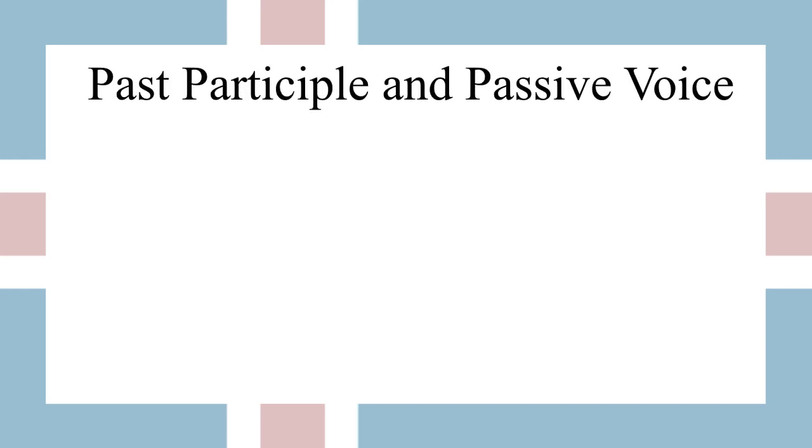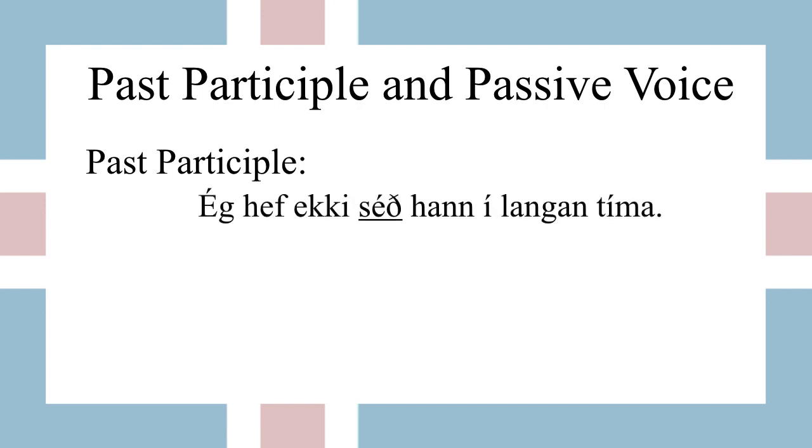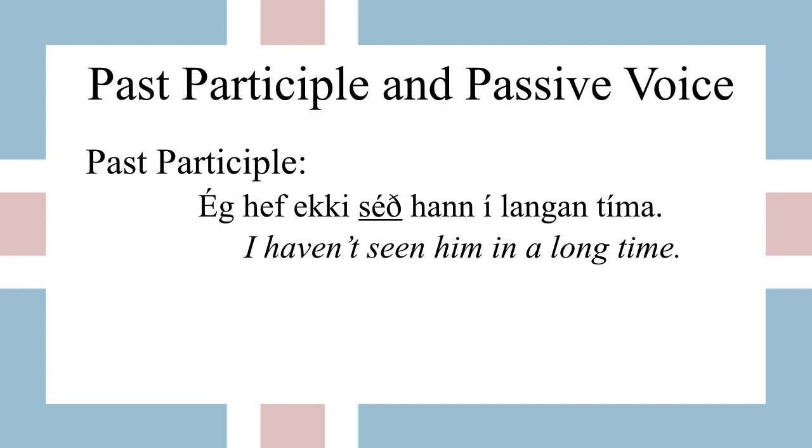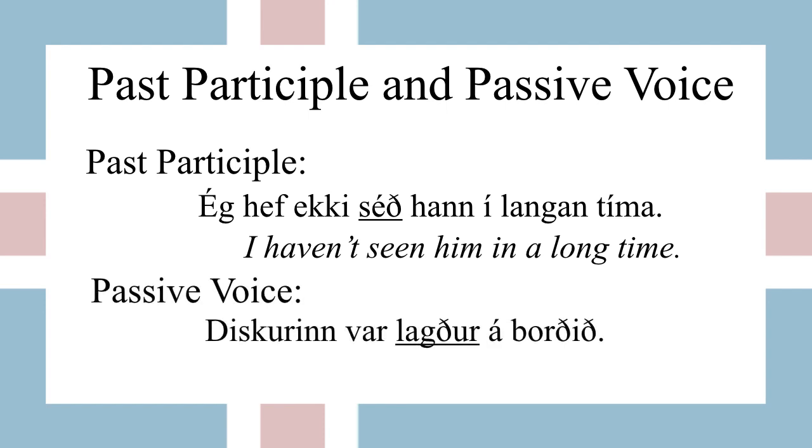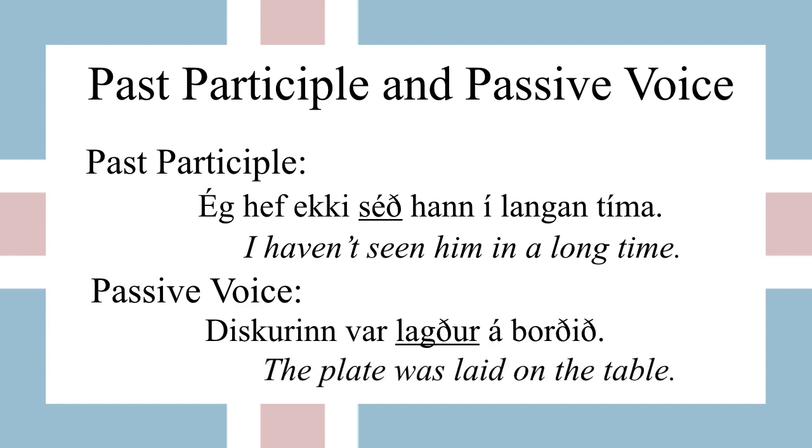Another thing that you need to learn is the past participle and the passive voice, which is related, at least related in their different forms. So for the past participle, here's an example. Ég hef ekki séð hann í langan tíma, which means I haven't seen him in a long time. I'm going to have my own video just on this topic, but there's also that other form that you need to watch out for. It's not one of the conjugations per se, but it's a form of the verb. And it's related to the passive voice form, for example, in the sentence, Diskurinn var lagður á borðið, which means the plate was laid on the table.